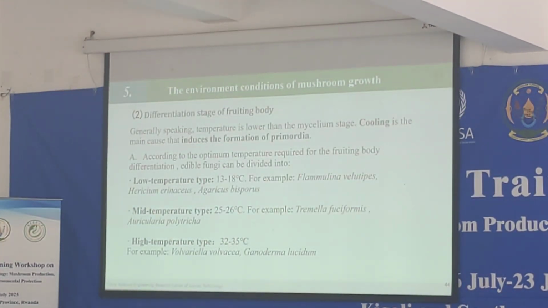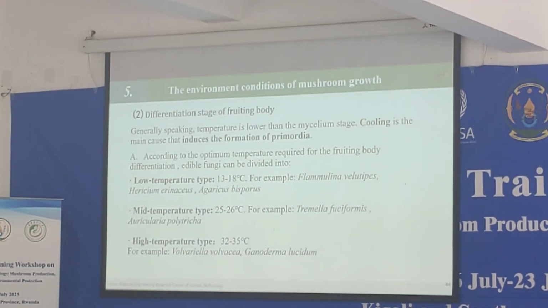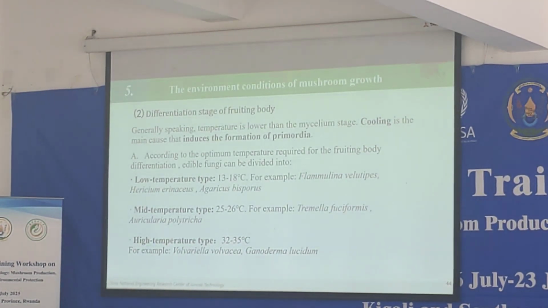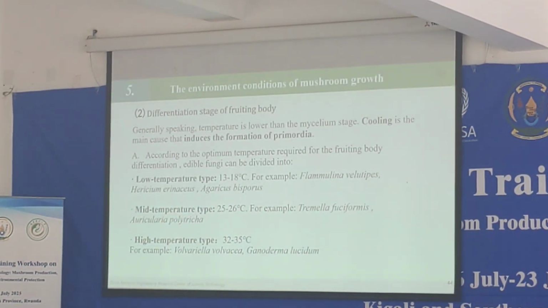And the differentiation stage of the fruiting body needs a lower temperature than the mycelia stage. So low temperature is good for fruiting body growth. This will induce the formation of primordia of the mushroom.